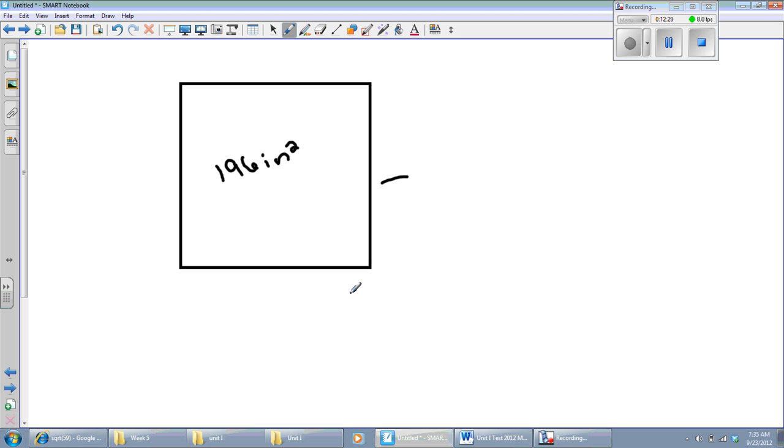Well, I don't know, right? So I'll tell you what, I'll call it x. And if one side is x on a square, then the other side is also x. Now, I recall from my 7th grade years that the area of a square can be found by multiplying the base times the height. And in this case, the base and height are both x. And the area we know is 196 inches squared.